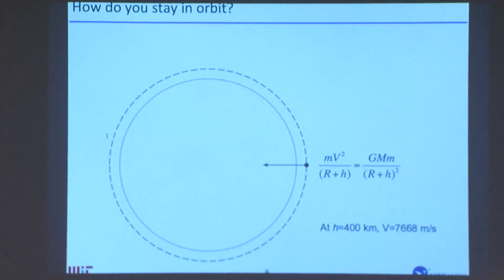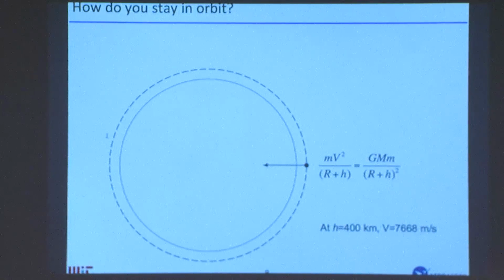And what's going on is, what's your name? Matthew. Exactly what Matthew said. The force of gravity is GMm over r squared, where r is the radius of Earth plus the orbit height. That force goes into a mass times acceleration, and in circular motion that acceleration is v squared over r.